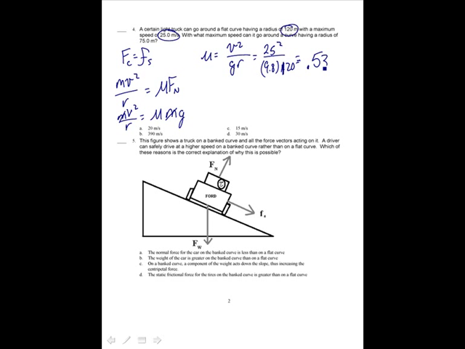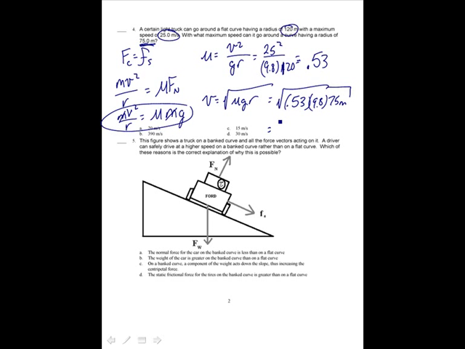And then I want to take the same equation and solve it for V. And V is equal to the square root of mu g r. Because now on that same road, I want to know how fast can you go with a curve of 75 meters. So it's the square root of 0.53 times 9.8 times r, which is 75 meters. And that gives me 20 meters per second.